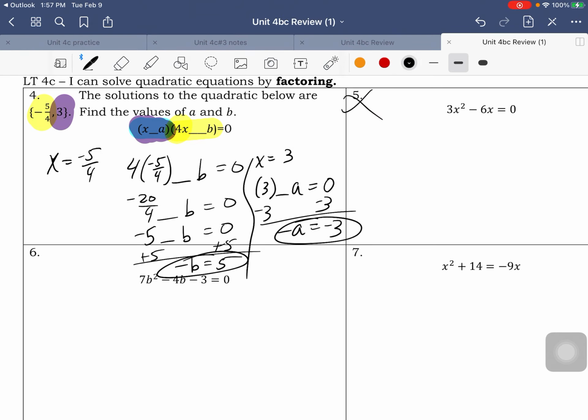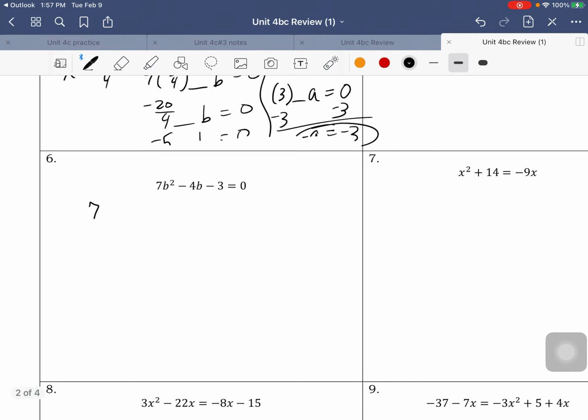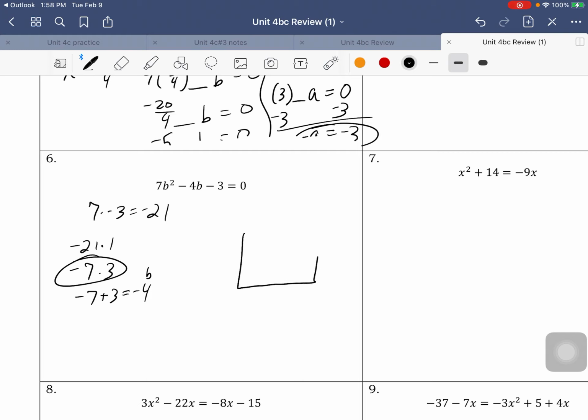Number 5, we're not going to worry about. Number 6, we have, that's already in standard form, so do a times c. And what two numbers multiply to negative 21 that will add up to negative 4? Nope. Yes, there's our 3 and negative 7. They multiply to negative 21 and they add up to negative 4, which is the b. So perfect. All right, let's move to the Punnett square.